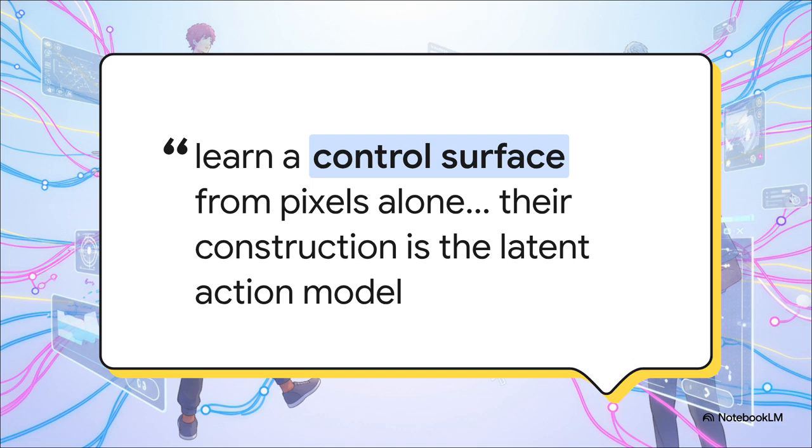Early models like DeepMind's Genie 1 were trained on 30,000 hours of 2D gameplay video, but they had absolutely no recorded button presses in that data, zero. The AI had to literally invent its own way to understand actions, like jumping or running, just by observing how pixels changed from one frame to the next.